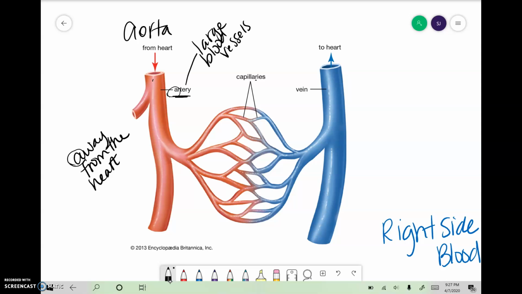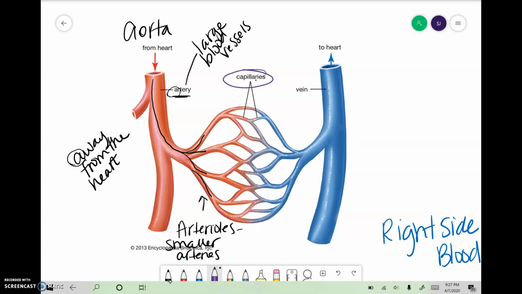Okay, so you'll notice that they start to shrink down and they start to divide and get smaller. Okay, and when they do that, these are actually called arterioles. Okay, and these are nothing more than smaller arteries. Okay, and they continue to travel away and get smaller until they become capillaries. Okay, and you will notice that this section is kind of a purple section, okay, because this is where gas exchange is taking place.